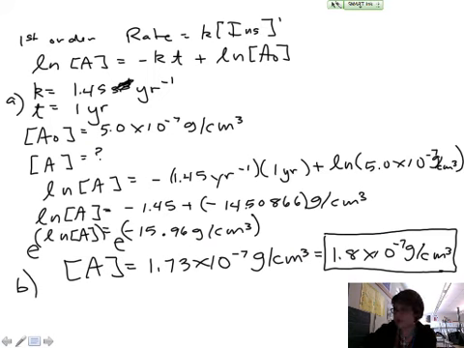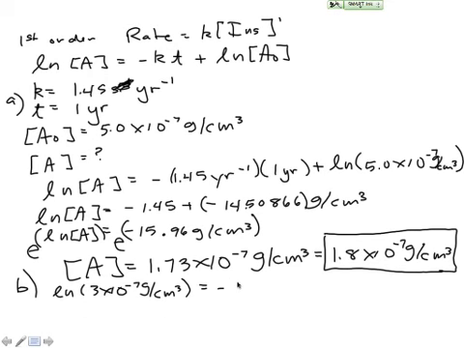Okay, so now we have to calculate time because it says how long will it take? We need to get to 3 times 10 to the minus 7 grams per cubic centimeter when we started with 5 times 10 to the minus 7 grams per cubic centimeter. So we're calculating time here. Here's my unknown. That's what we're trying to solve for.